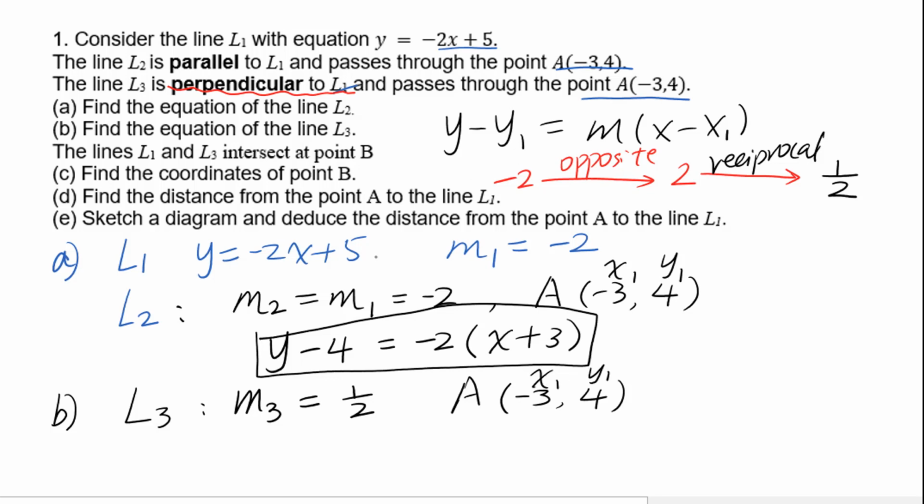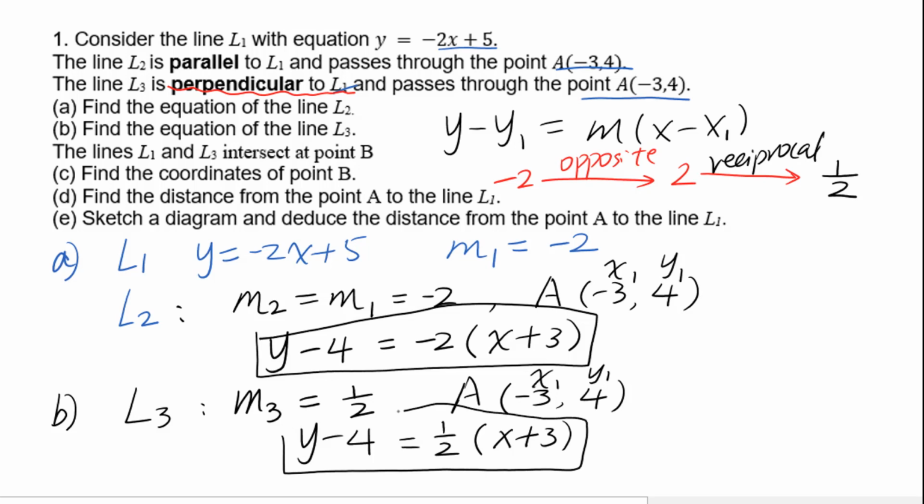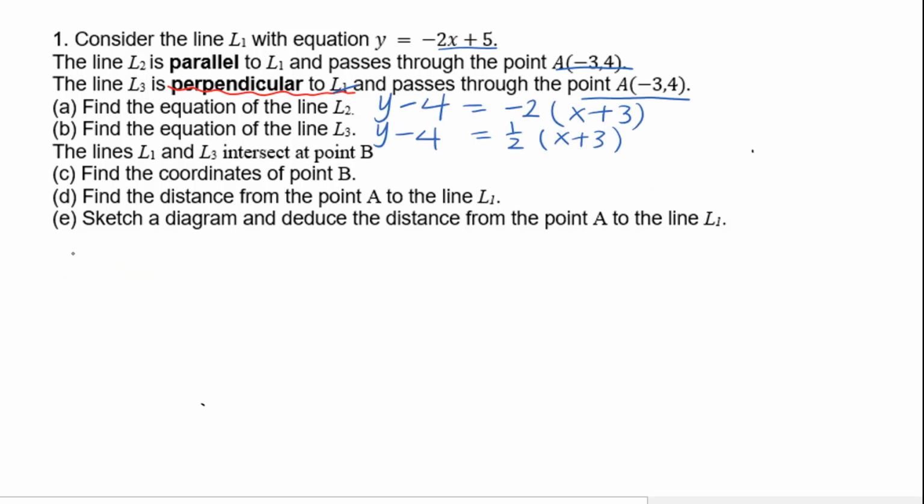Then for this point slope form, in IB, we call that point gradient form. Y minus 4 equals 1 over 2, x plus 3. This is the equation for L3. Let's go to C. The lines L1 and L3 intersect at point B. Find the coordinates of point B.